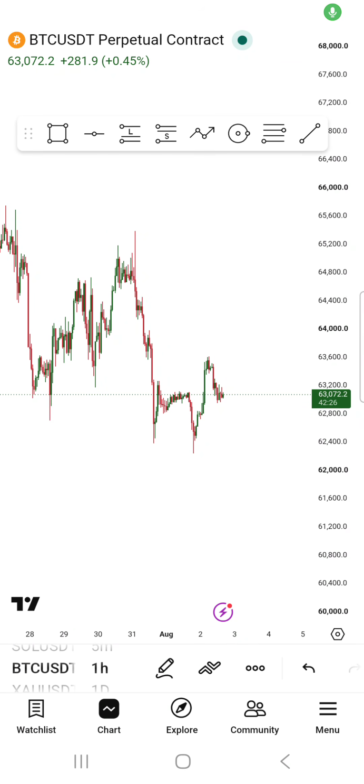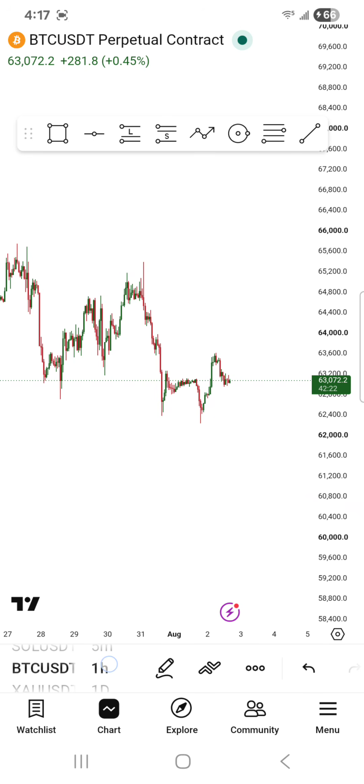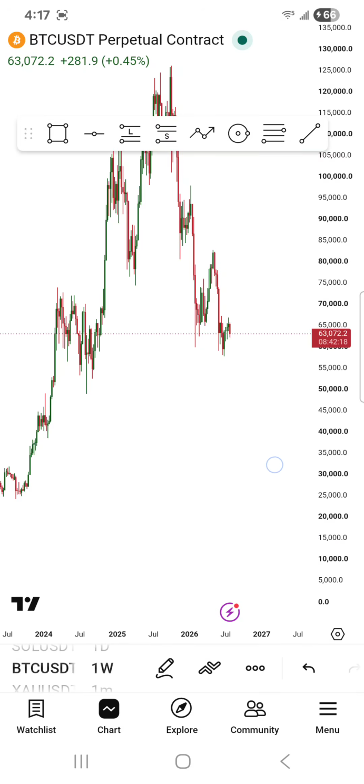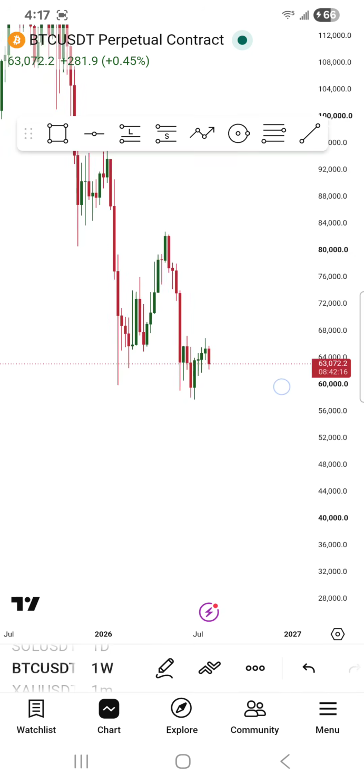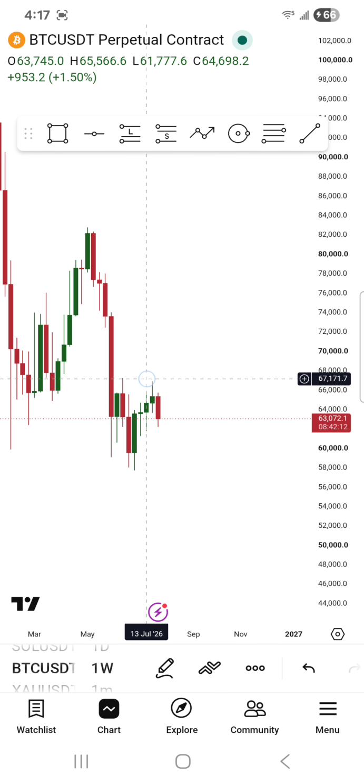Me trying to analyze Bitcoin. It is Sunday and I'm preparing for Monday. Guys, this is on the weekly time frame. So let us see what we have here on the weekly time frame. Now, according to market structure, is this a break of structure?